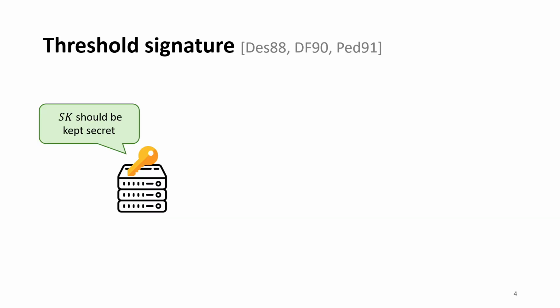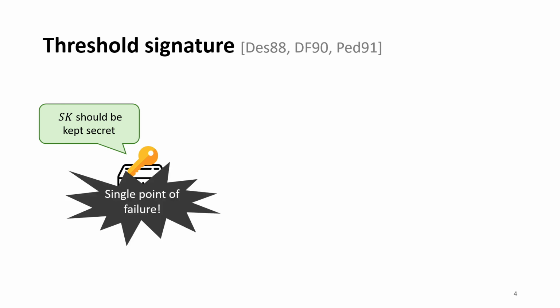Okay, so as we know, the security of signature schemes is mathematically based, but from the system perspective, the security really relies on keeping the signing key secret. In practice, the secret key is stored on a device like your laptop or some server, and this creates a single point of failure.